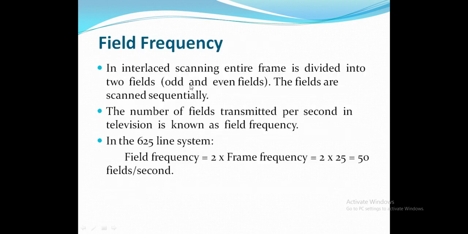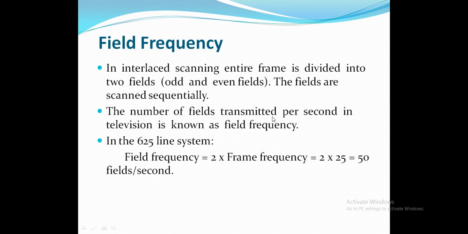So next one is field frequency. In interlaced scanning, the entire frame is divided into two fields. We have two types of scanning, interlaced scanning and progressive scanning. In interlaced scanning, the total frame is divided into two fields, that is even field and odd field. The fields are scanned sequentially. The number of fields transmitted per second in television is known as the field frequency.